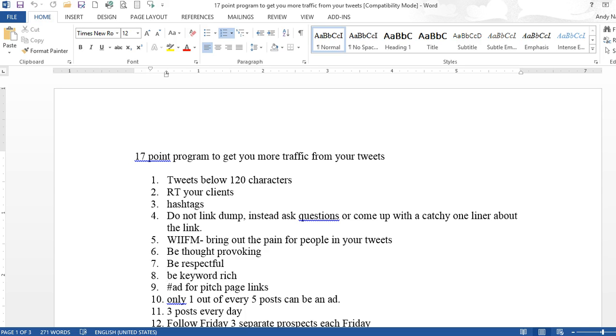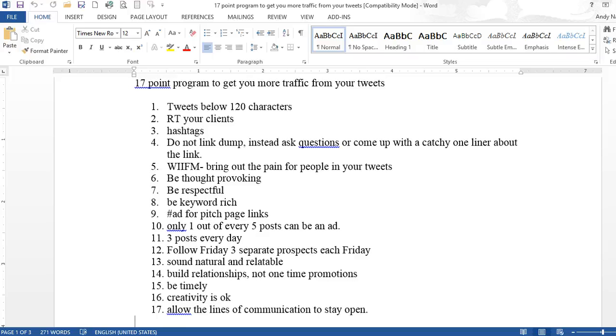Next thing, think about people's pain points. Tweeting is about trying to catch their attention with short little headlines so they can learn more. So be thought-provoking, be respectful. Use keywords when necessary so people can find you. If you are advertising, make sure you use #ad at the end because it's an FTC regulation and I'd like to keep in good graces with the government. Only 1 out of every 5 posts at most should be an ad.